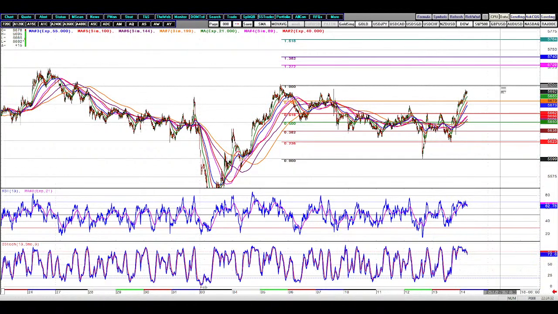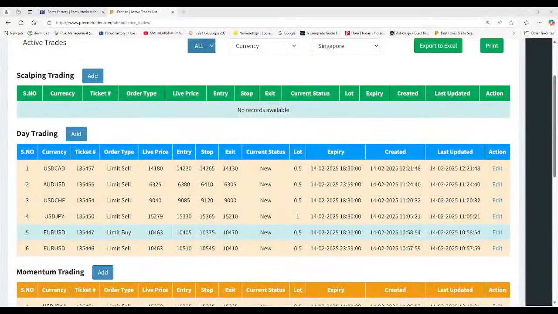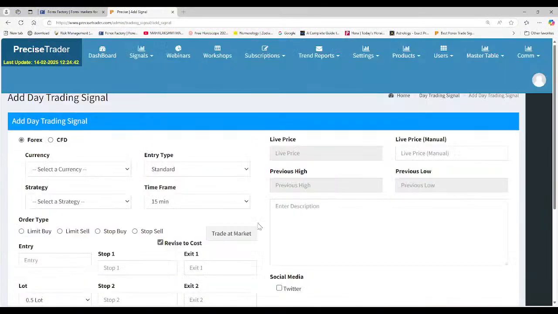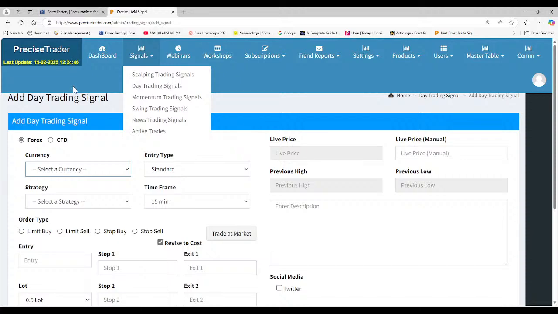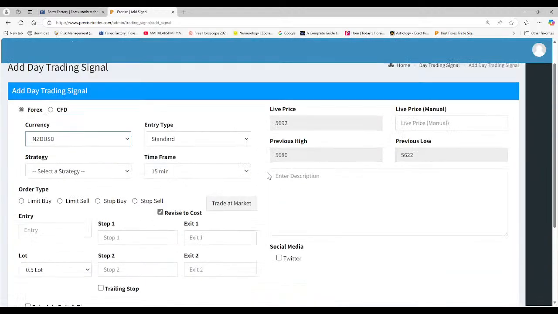So here, let me see the chart. Okay, I think I want to go for a sell at 57.40. Okay, we have not given any signal, so we can go for a sell at 57.40. Okay, we don't have any signal on New Zealand.